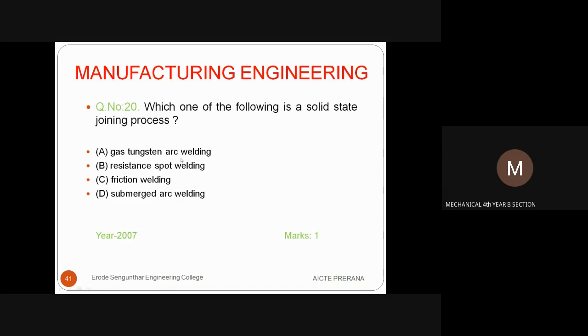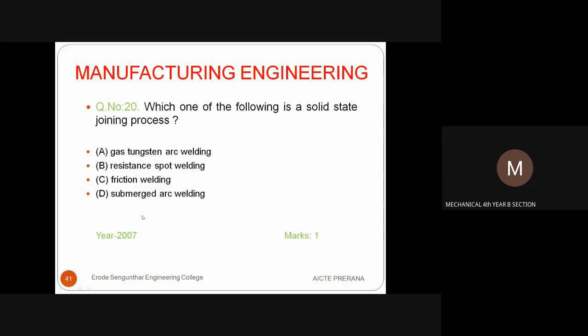We will be using a non-consumable electrode. There is no contact between this tungsten electrode and the workpiece, so this won't be the right answer. Resistance spot welding is carried out with the help of resistance to electric current, so resistance spot welding will not be the answer. Then option D, submerged arc welding.